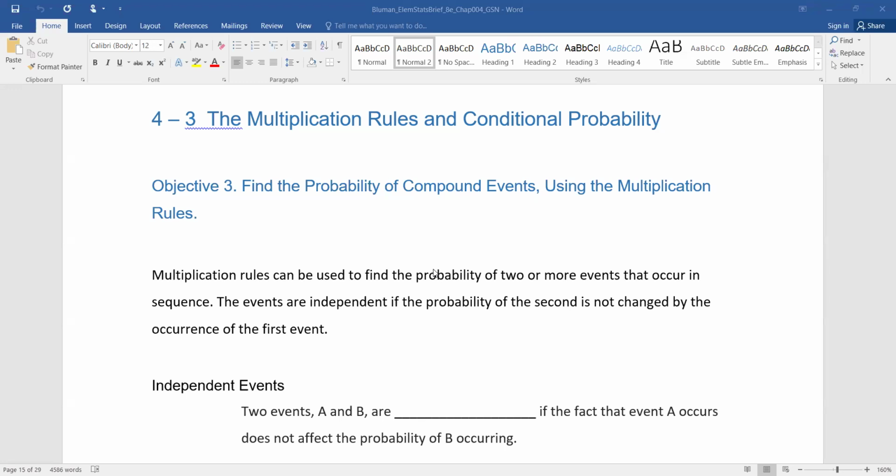Alrighty, in this video we're going to be talking about 4.3, the multiplication rules and conditional probabilities. Our third objective is to find the probability of a compound event using the multiplication rules.